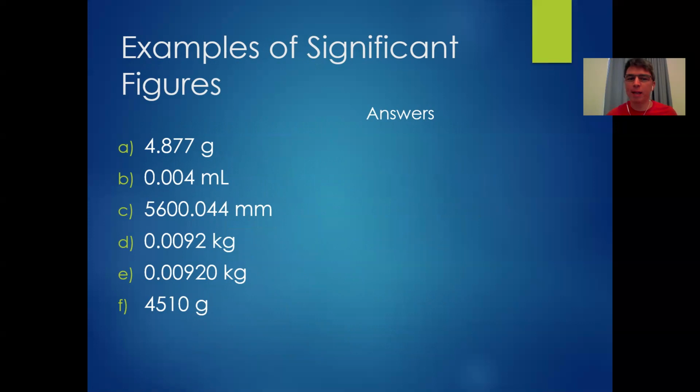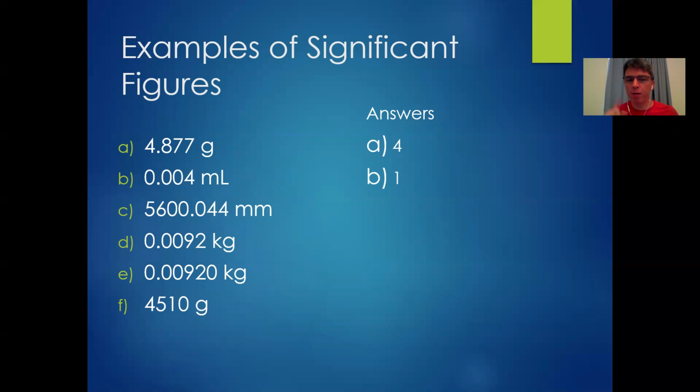4.877 grams, really easy. 4877, all of those are non-zero digits. They all count. We have 4 sig figs. 0.004 milliliters. 4 counts, it's not a 0. Those first 3 are leading zeros, which never count, period. Even though there's a decimal point, even though some are after the decimal point, doesn't matter. They are leading zeros that don't count. So we only have 1 sig fig.